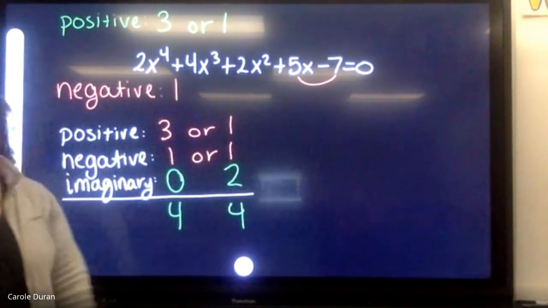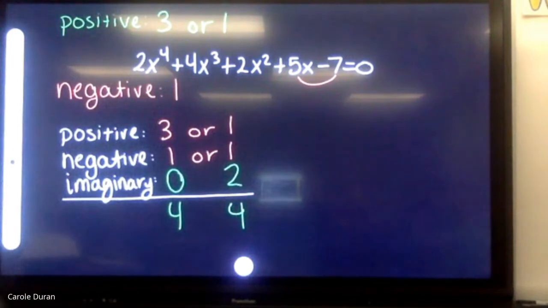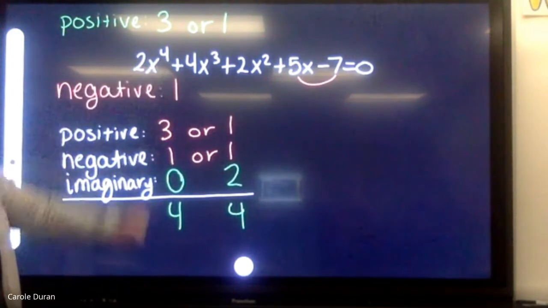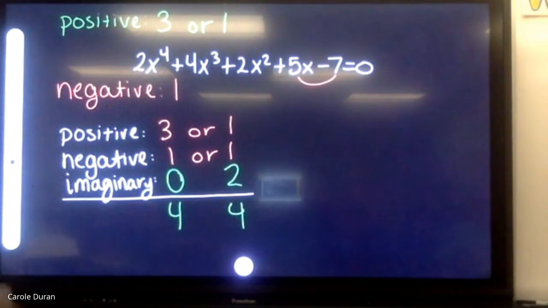The degree of the polynomial is the highest exponent. If you were to have 4 or 5 positive changes, then it would be 5 or 3 or 1, or 4 or 2.